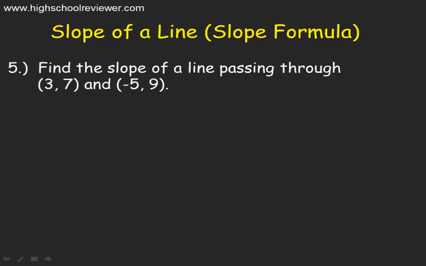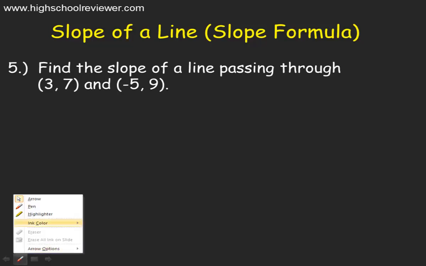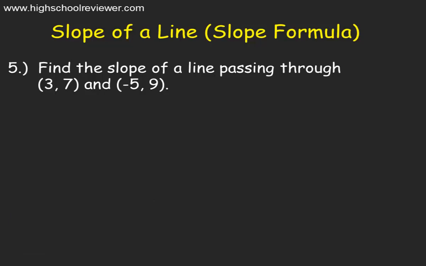Problem number 5. Find the slope of a line passing through point positive 3 and 7 and point negative 5 and positive 9. Again, we are going to find the values of x sub 1 and y sub 1 and x sub 2 and y sub 2. So our 3 here will be the value for x sub 1. Our 7 is the value for y sub 1. Negative 5 is the value for x sub 2. And positive 9 is the value for y sub 2.